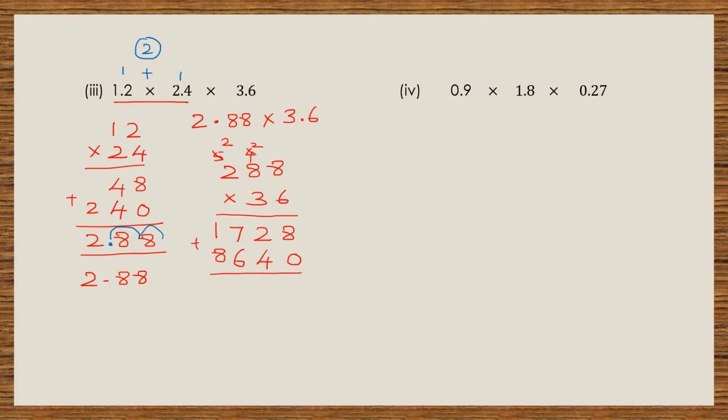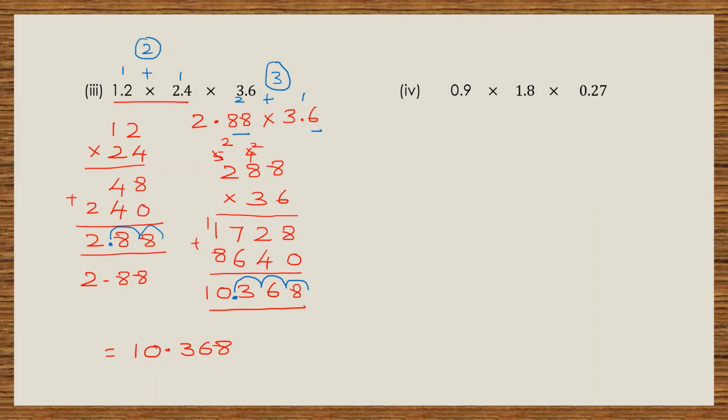Let's add this up. 8. 2 plus 4 is 6. 7 plus 6 is 13. Carry 1. 1 plus 1 is 2, plus 8 is 10. Okay. Now let's go to the question. 2 decimal places here, 1 decimal place here. When you add it up, you get 3 decimal places. So our answer should have 3 decimal places. 1, 2 and 3. So the point comes here. So what is our final answer to question 3? The final answer is 10.368.